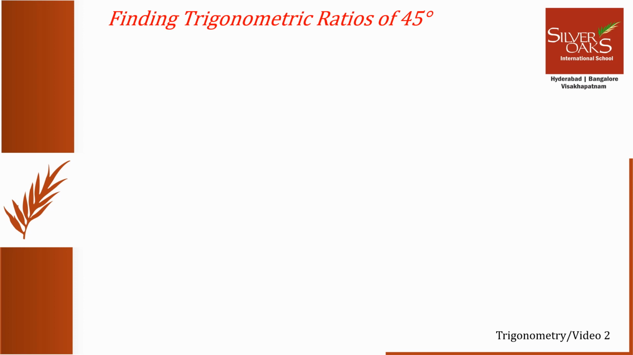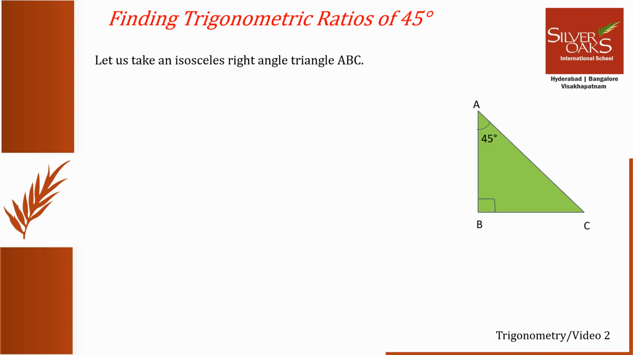Finding trigonometric ratios of 45 degrees. Let us take an isosceles right triangle ABC, right angle at B. Angle A and angle C are acute angles. When it is an isosceles triangle, both the angles are equal. So angle A is 45 degrees, angle C also 45 degrees.